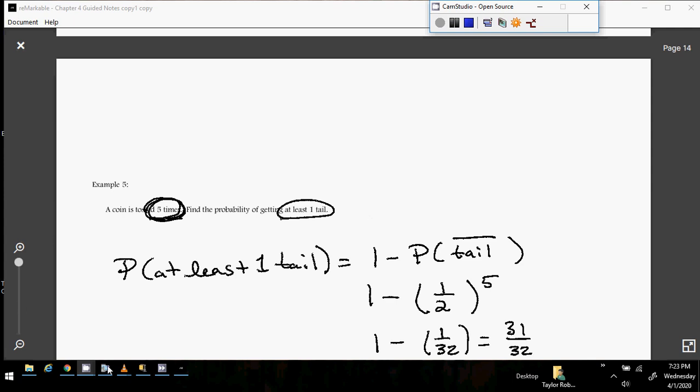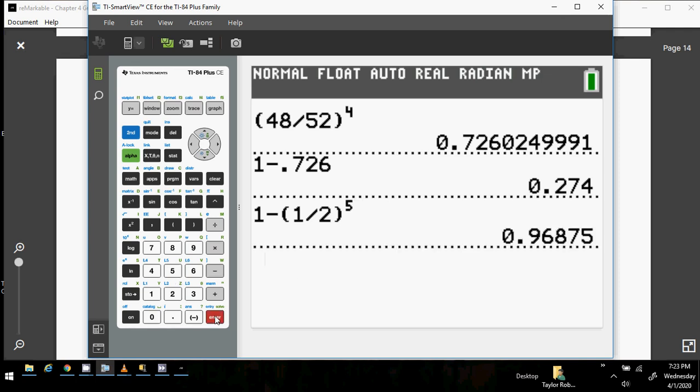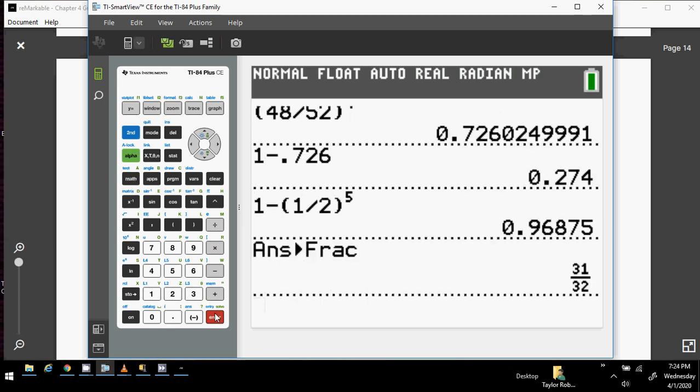And on your calculator, this is how it looked like. 1 minus, and you could do the 1 divided by 2, and then you would raise that to the 5th. And it should come out to the same thing, we will see. So let's change that to a fraction. Math, enter. 31 out of 32. So that is your answer.